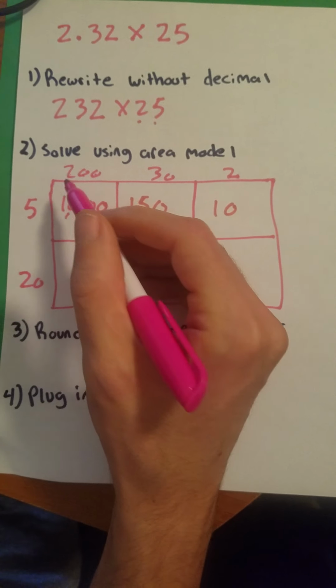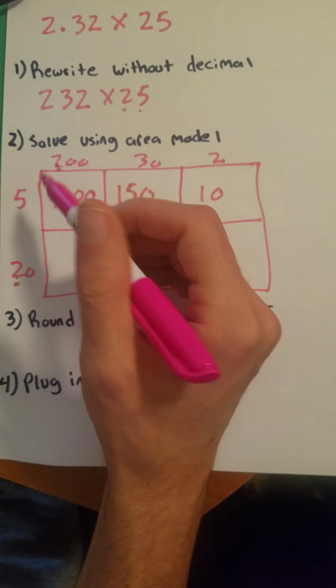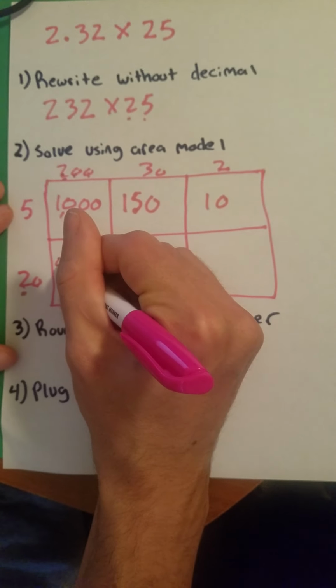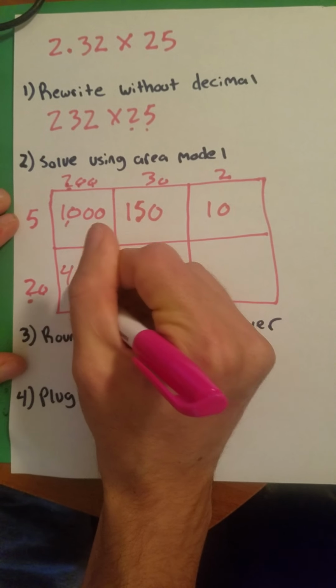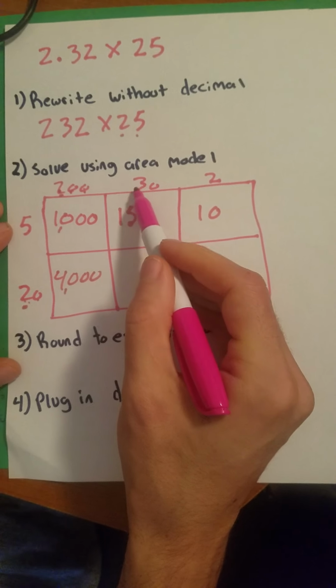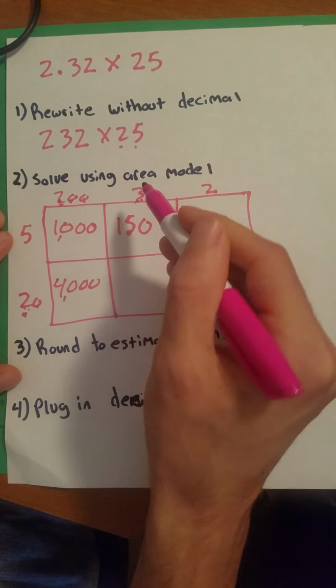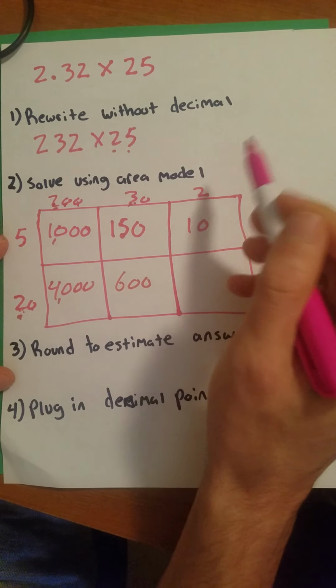20 times 200. My non-zero numbers are 2 and 2. 2 times 2 is 4. Plus 1 zero, plus 2 zeros, plus 3 zeros. Gives me 4,000. 20 times 30. My non-zero numbers are 2 and 3. 2 times 3 is 6, plus 1 zero, plus 2 zeros. And finally, 20 times 2 is 40.